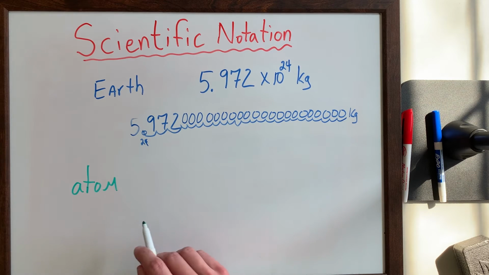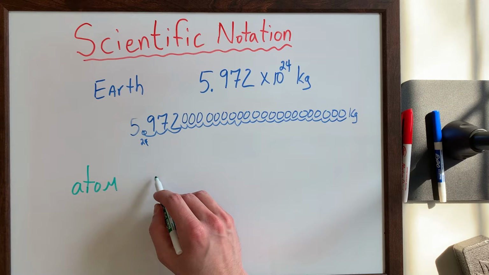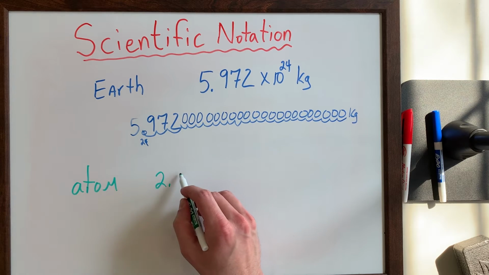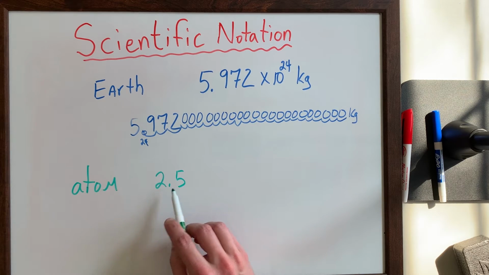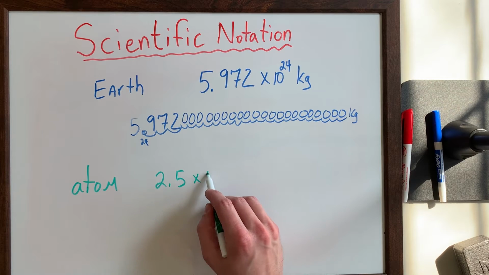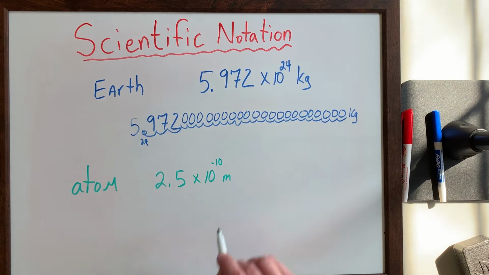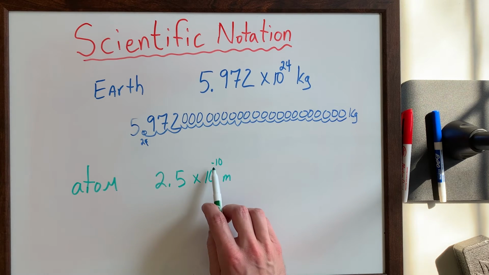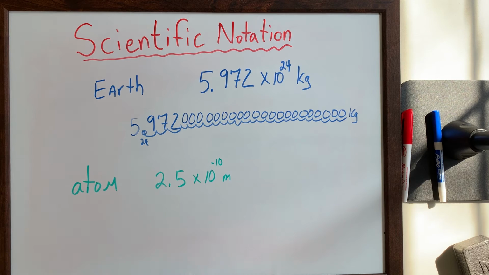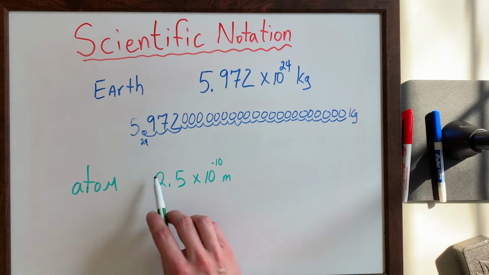And again, looking this up online, what I find is that the average diameter of an atom is about 2.5 times 10 to the minus 10 meters, m for meters, okay? Now, the fact that this exponent is negative tells me that the real number is very, very small, okay? So what would this actual number look like?